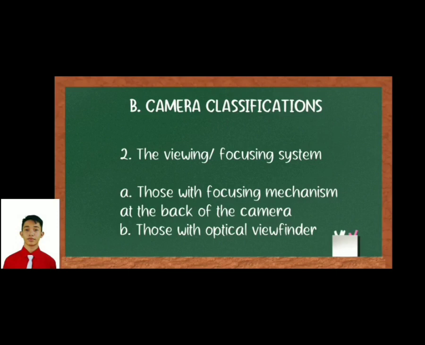Number 2. The viewing and focusing system. The viewing and focusing system of a camera determines how the photographer sees and focuses on the subject before taking a picture. Those with focusing mechanism at the back of the camera. In cameras with this system, such as many digital cameras and some medium and large format film cameras, the focusing mechanism is located at the back of the camera body.